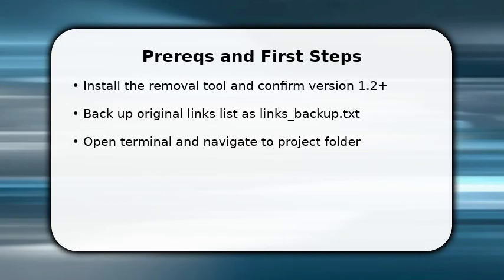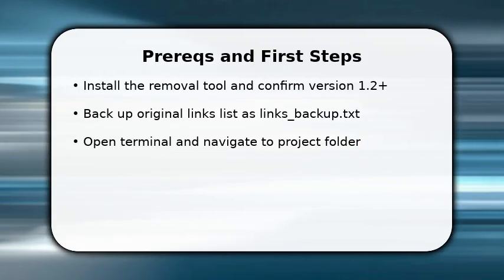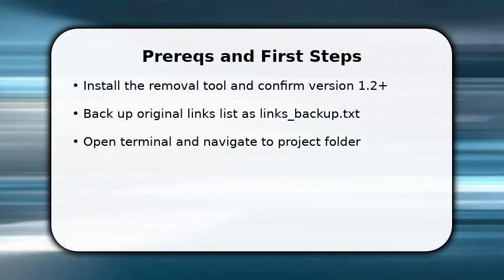You start by preparing the environment. Install the removal tool and confirm it's version 1.2 or newer because older builds miss patterns. Once installed, make a quick backup of your link list named Links_Backup.txt to undo changes if needed. Then open the terminal and cd to the folder containing your links.